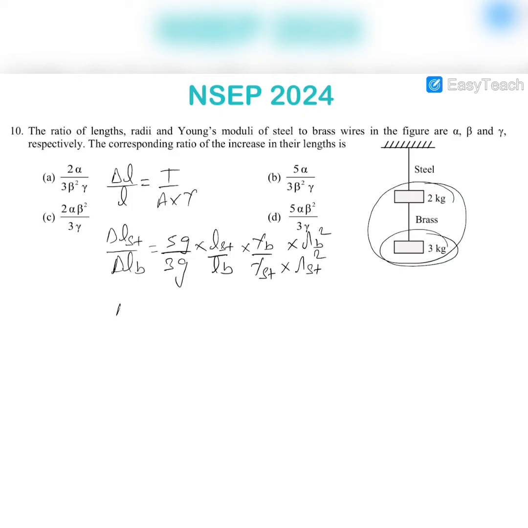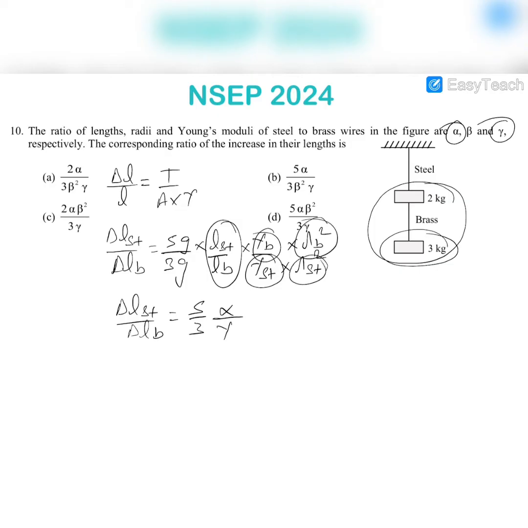So this delta L steel upon delta L brass will be equal to 5 by 3. L steel upon L brass is alpha, and gamma steel upon gamma brass is gamma. So this is 1 upon gamma obviously, and r steel upon r brass is beta. So this is 1 upon beta square. So the correct answer is 5 by 3 alpha by gamma beta square. So B is the correct answer. Now let's move on to the next question.